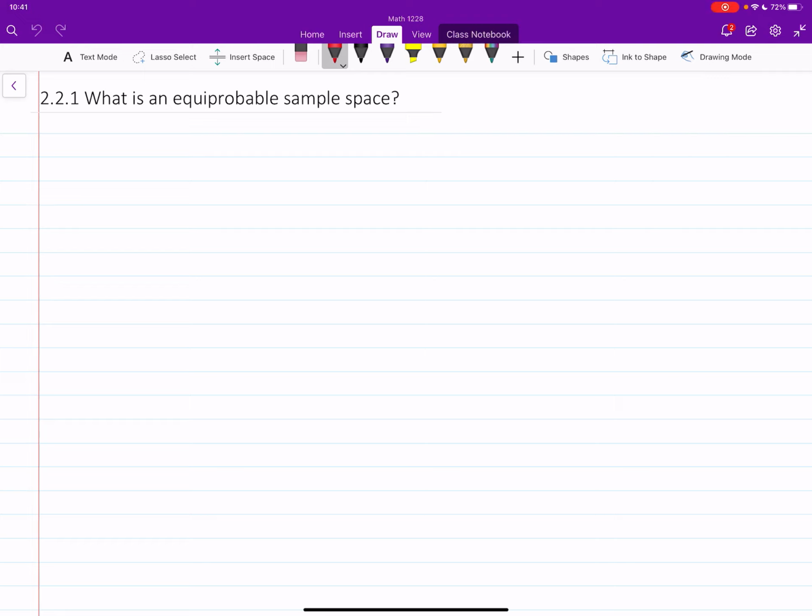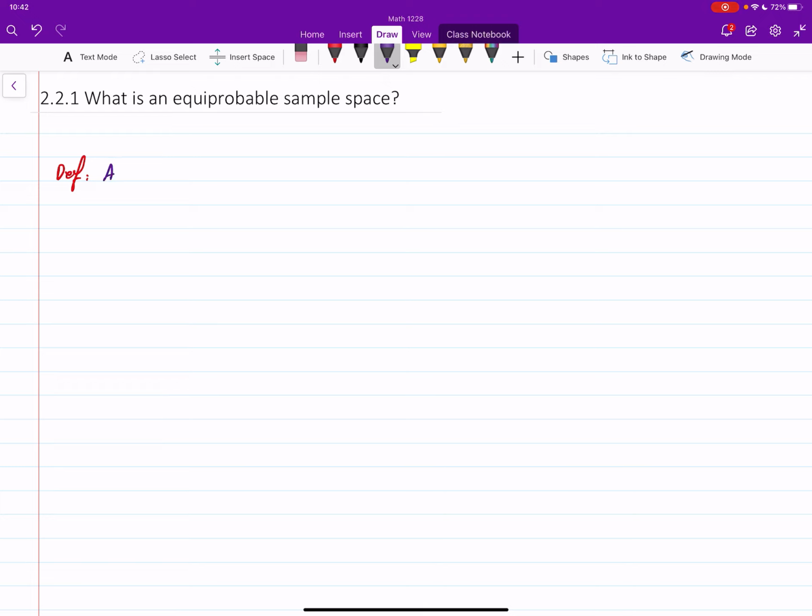Hello everyone. In this video, we will introduce the notion of equiprobable sample spaces. These are the sample spaces which will make our life much easier while trying to compute probabilities of different events. Well, let me just get into it and give you the definition.